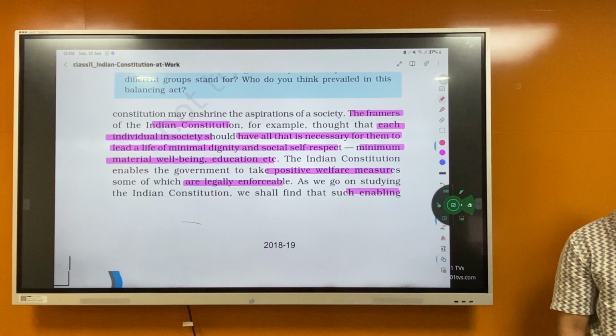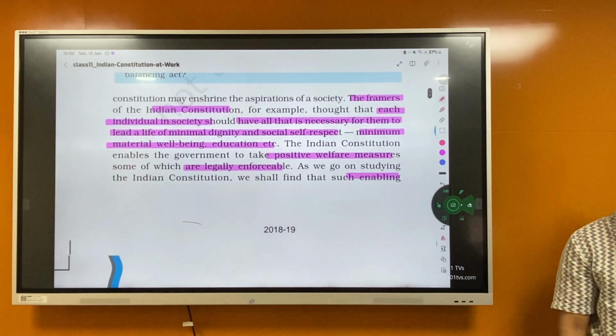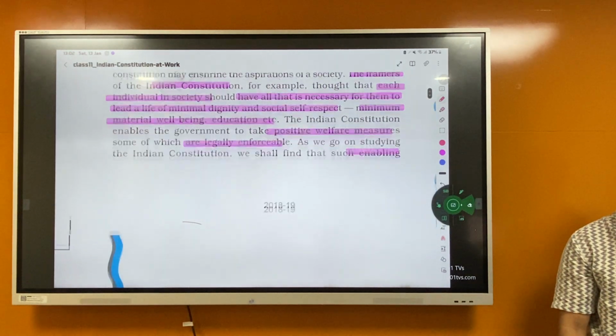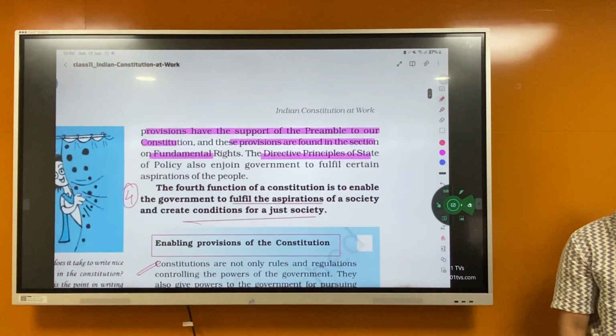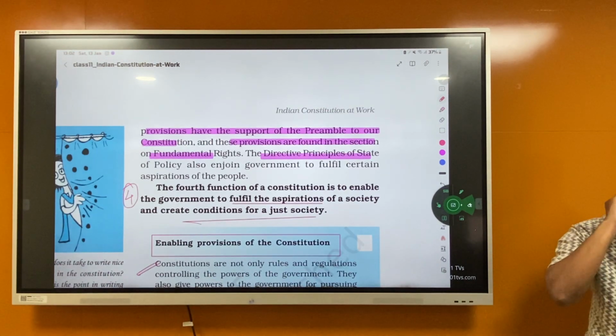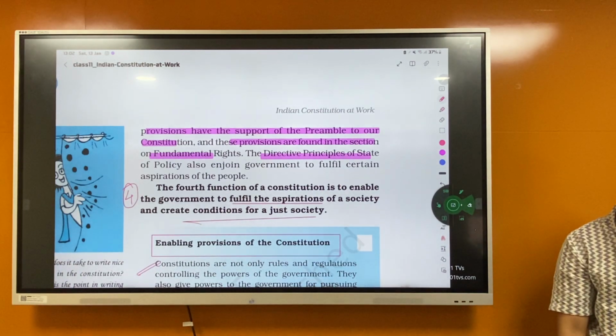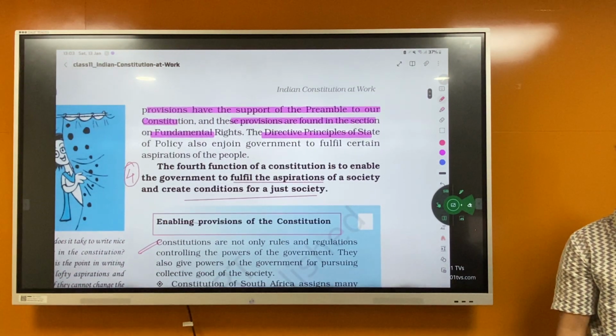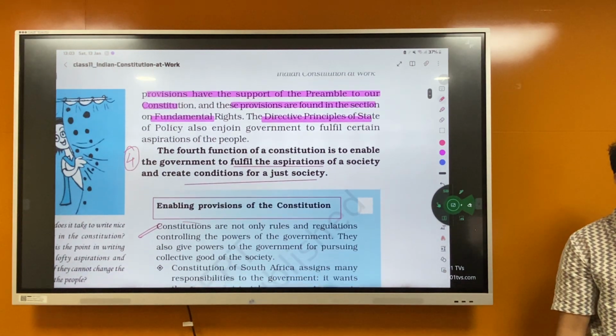The Indian Constitution enables the government to take positive welfare measures, some of which are legally enforceable. As we go on to study the Indian Constitution, we shall find that such enabling provisions have the support of the preamble to our Constitution. So do we have that support? Liberty, equality it talks about, right? Justice, okay? And these provisions are found in the section of fundamental rights too. The DPSPs, the Directive Principles of State Policy, also enjoin the government to fulfill certain aspirations of the people.